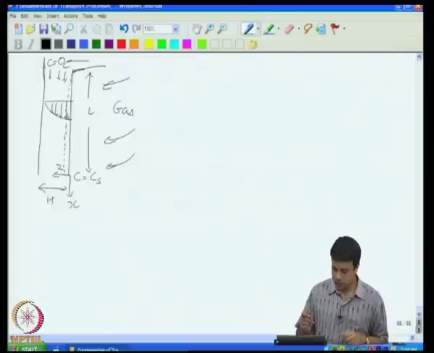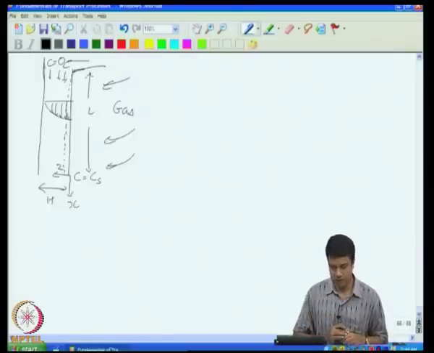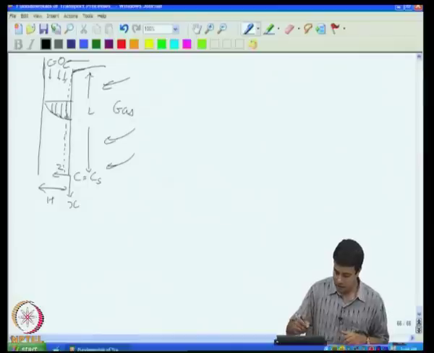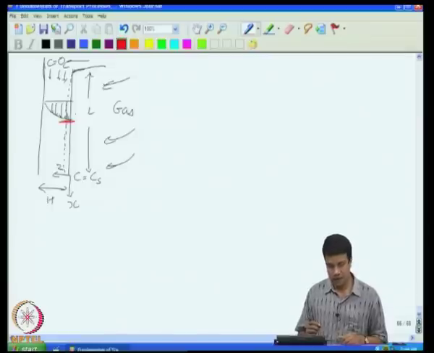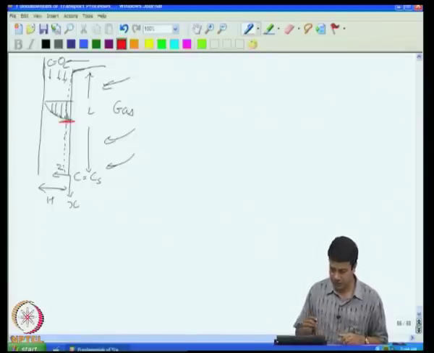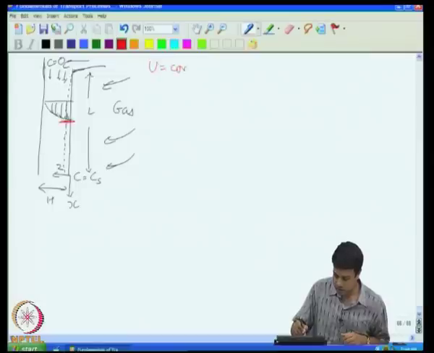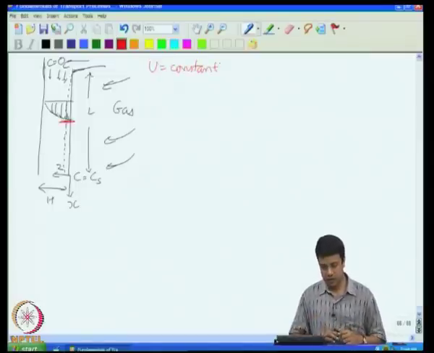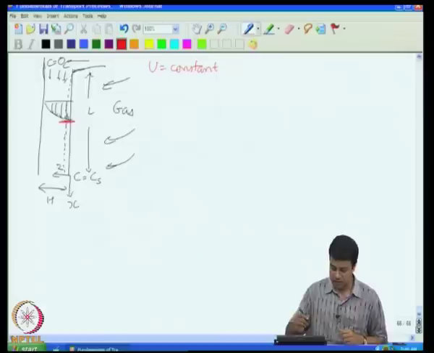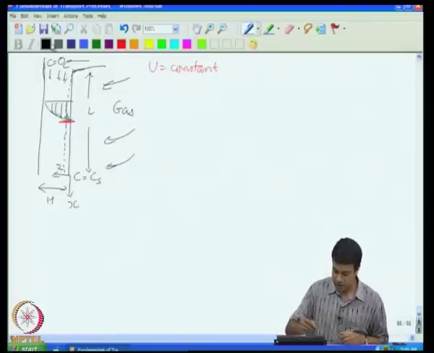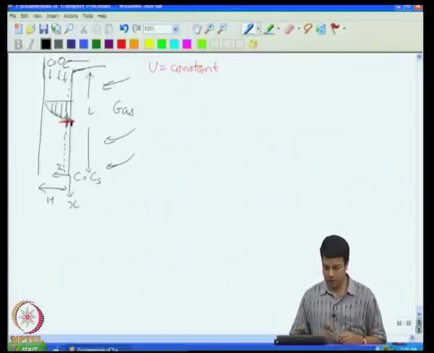Now, I have two coordinates here, z and x, and I have a velocity field. I am going to make an assumption, and that is that this velocity is a constant, as far as the flow is concerned. I am going to assume that u is equal to a constant. This is valid if and only if the depth to which the concentration has penetrated is small compared to the total height h. In other words, I require that the change in velocity between these two positions has got to be small compared to the magnitude of the velocity itself.